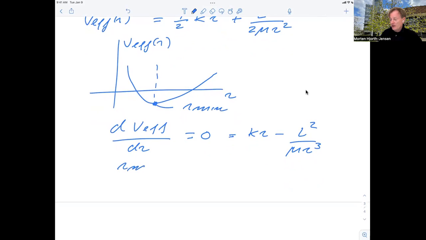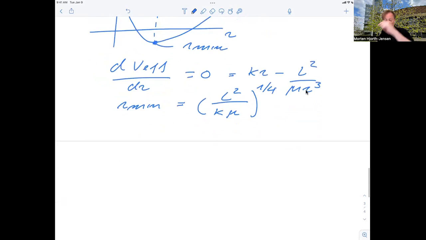So we have an r min then, which is simply given by L squared divided by k times mu, and this is to the power of 1 divided by 4. Now this has some interesting consequences for us. So let's look at the value for the energies which we have. One of the things which we could calculate is the total energy at this minimum point.